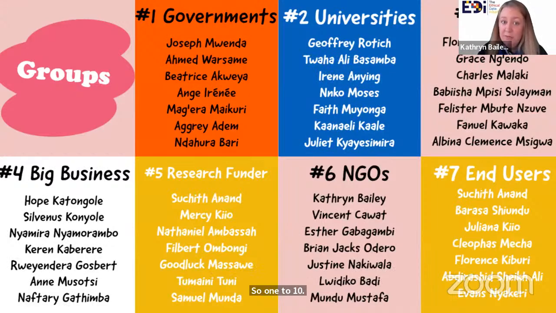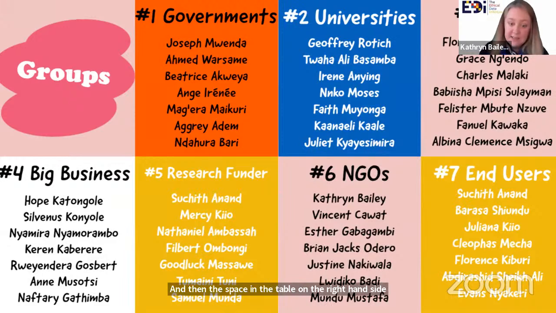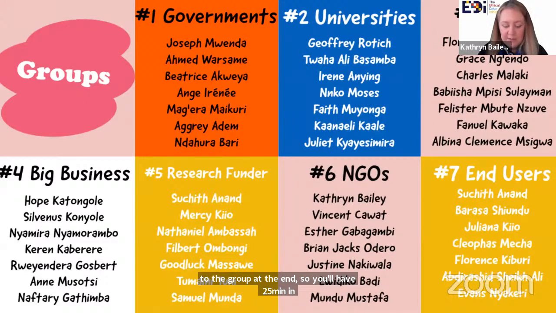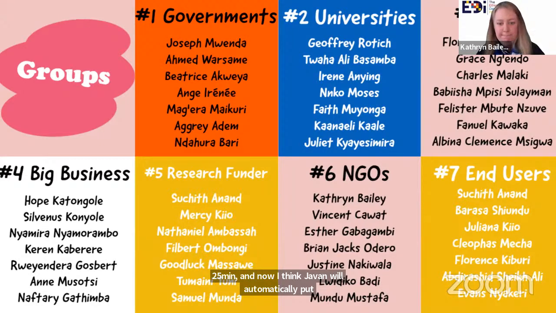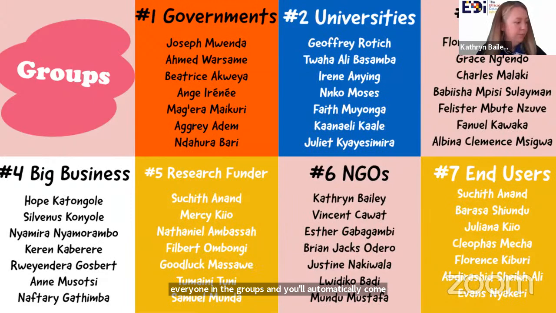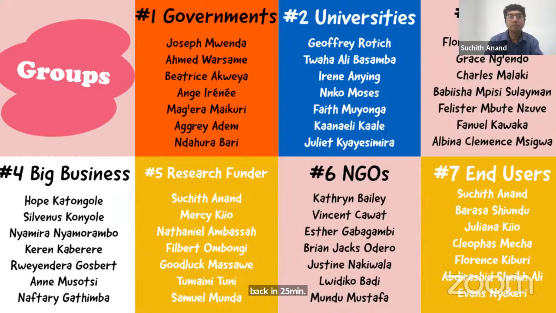And then use the space in the table on the right-hand side to make notes about why you found each principle more or less important. So you can either make those notes in the document, or the chairperson might like to make their own notes. Whatever works for you, as long as you can feed back to the group at the end. So you'll have 25 minutes in total to discuss the principles and to put them in order. Now I think Javan will automatically put everyone in their groups, and you'll automatically come back in 25 minutes. So Javan, I'm leaving it with you.